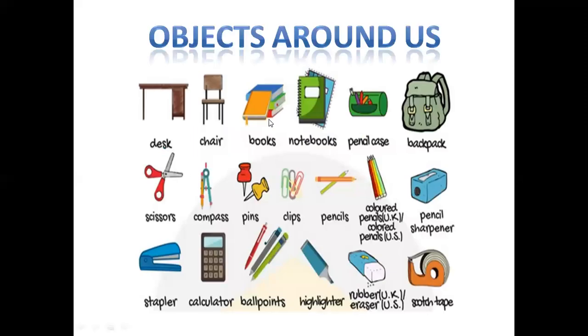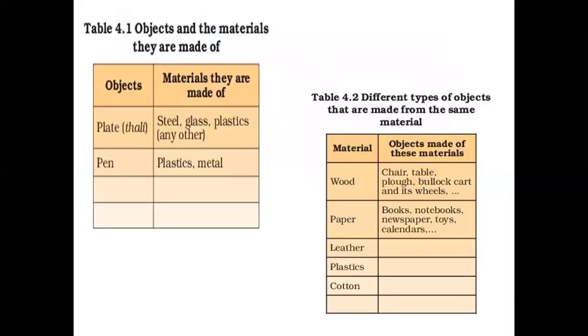These are all the objects that are present around us. These are some of the examples. I don't say these are the only objects, these are some of the examples that are present around us. Now, here I have two different tables. In this first one, we are seeing the object and the material with which it is made.